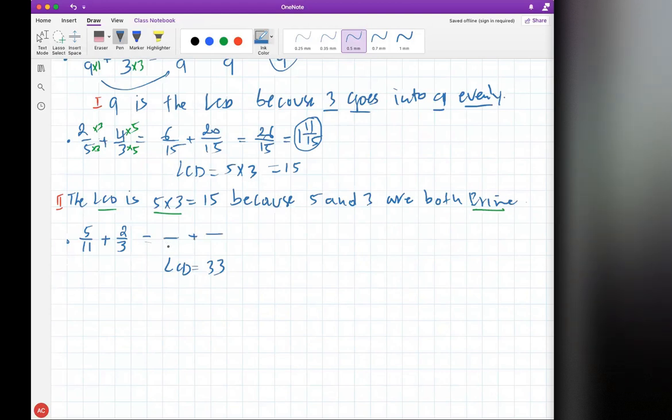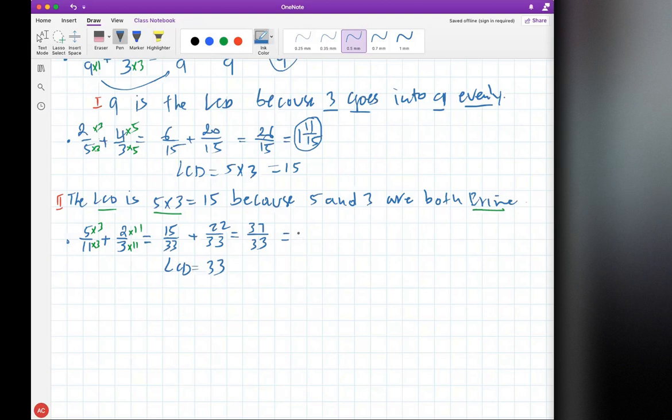So 33. Both basically will turn into 33. You're going to times this by 3 to make it 33, and here by 11. So this will be 15 here. 2 times 11 is 22. And then 33, and then 15 and 22 is 37. 37 over 33.